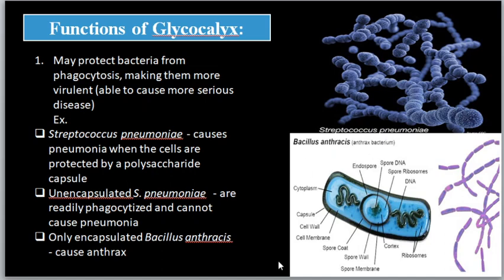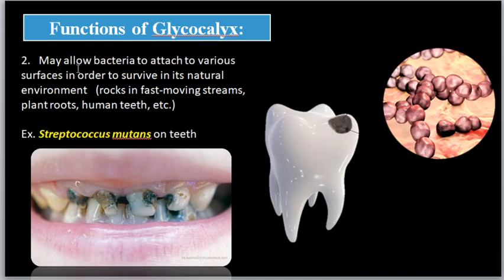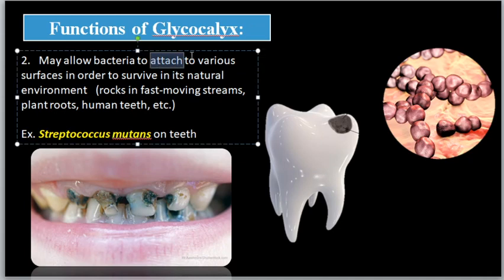Okay? Next, we have the second function. Your glycocalyx may allow the bacteria to attach to various surfaces in order to survive in its natural environment. One example ng natural environment ng mga bacteria ninyo is fast-moving streams, sa rocks, sa plant roots, and also you will find bacteria sa human teeth.